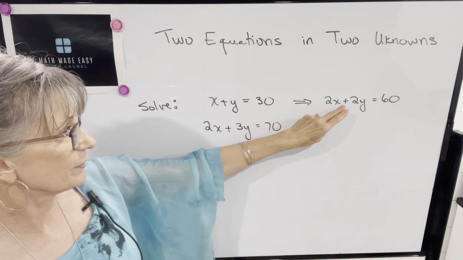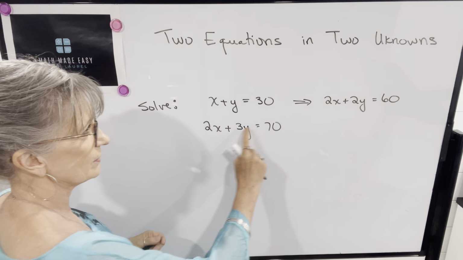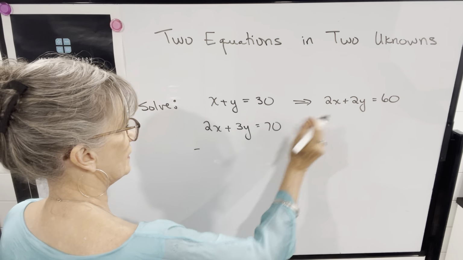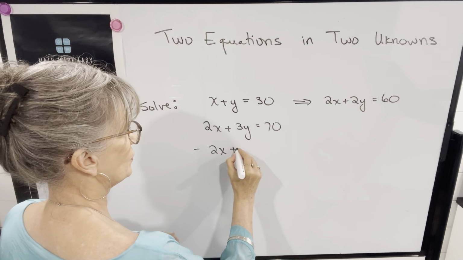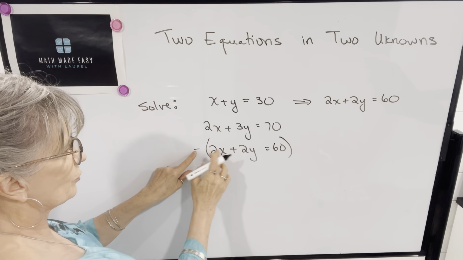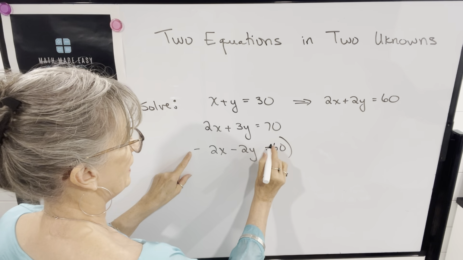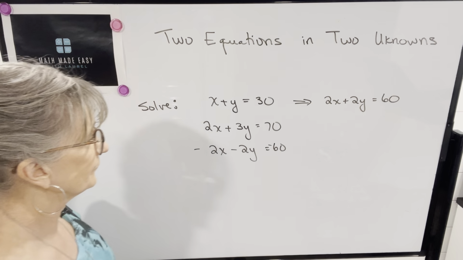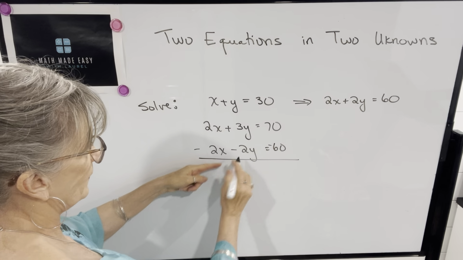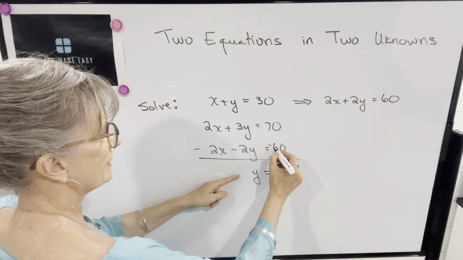So now I'm going to use this equation and I'm going to subtract one from the other. Because 3y is larger than 2y, I'm going to take this equation and I'm going to subtract this equation. So 2x plus 2y equals 60, and I'm subtracting the whole equation, which means I'm subtracting every term. So I'm subtracting 2x, I'm subtracting 2y, and I'm subtracting 60. So 2x minus 2x is 0. 3y minus 2y is 1y. 70 minus 60 is 10.